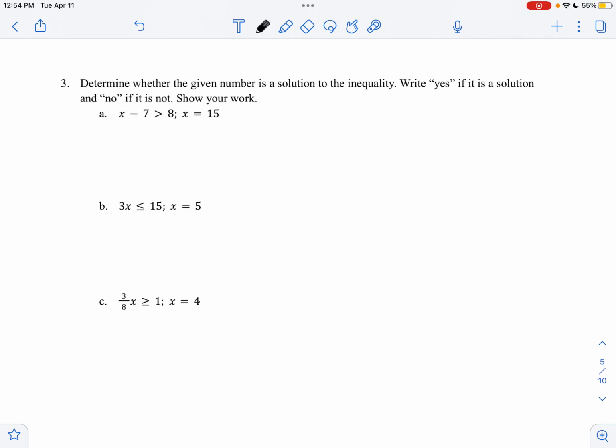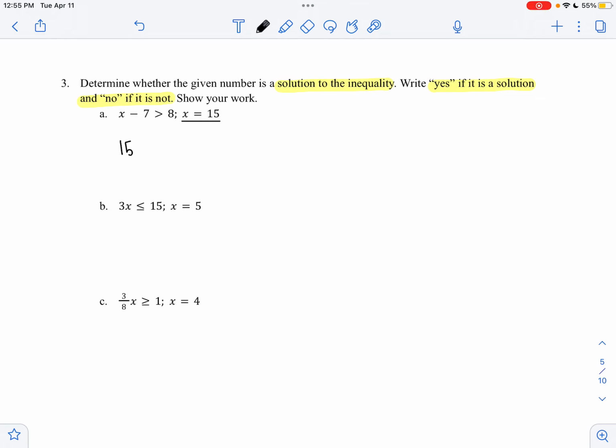Finally, we have question 3. It says, determine whether the given number is a solution to the inequality. Write yes if it's a solution, and no if it is not. Show your work. When I say show your work, I mean that if x is 15, I want to rewrite the equation. x minus 7 is now 15 minus 7. Once I've written 15 minus 7, I can calculate whether 15 minus 7 is actually greater than 8.